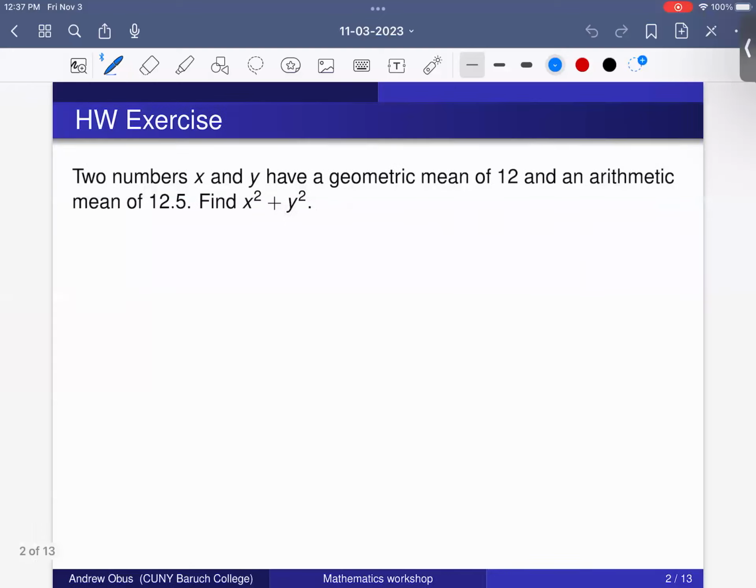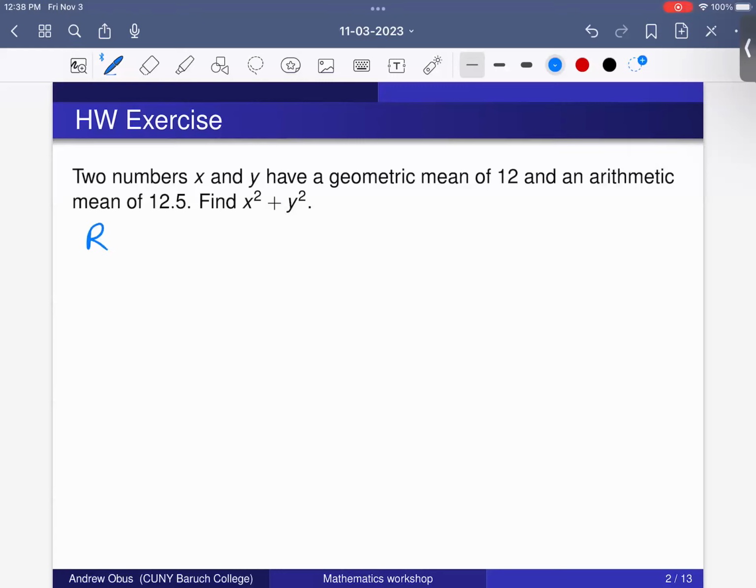Okay. So there was only one homework problem, and it was a little bit tricky, but I saw that one or two people submitted answers on the WhatsApp chat, and the answers were correct. I think at least one of those people is here right now. So would anybody like to demonstrate this problem for everyone? Two numbers, x and y, have a geometric mean of 12 and an arithmetic mean of 12.5. Find x squared plus y squared.